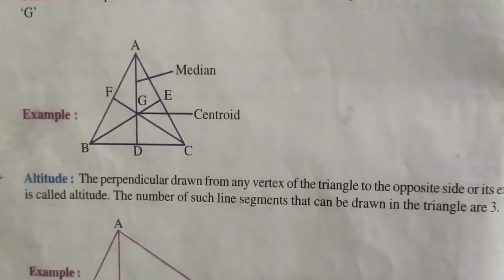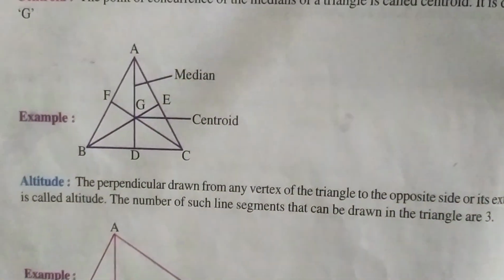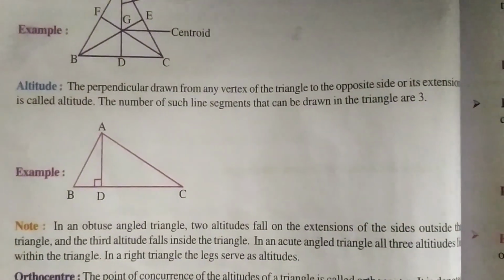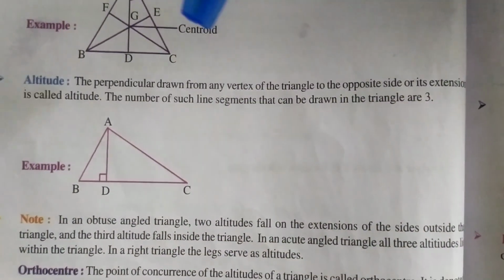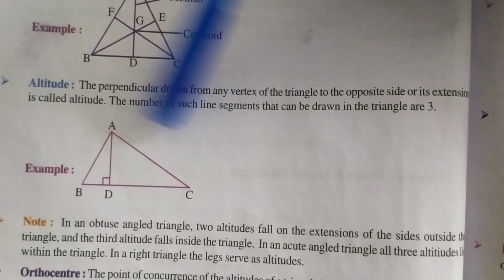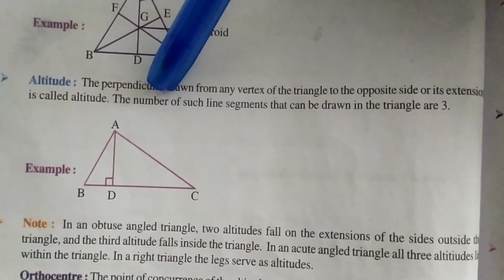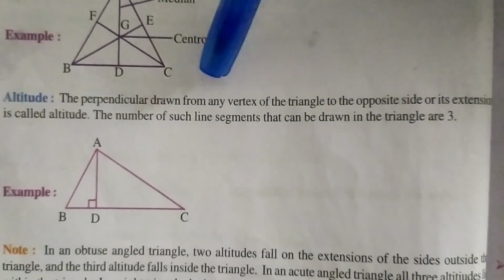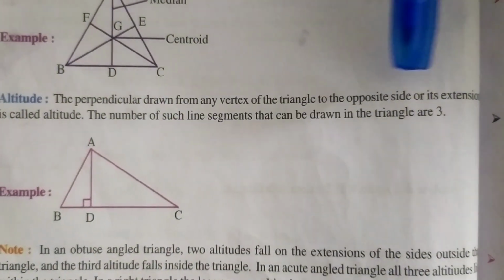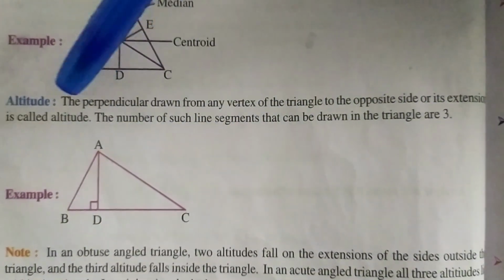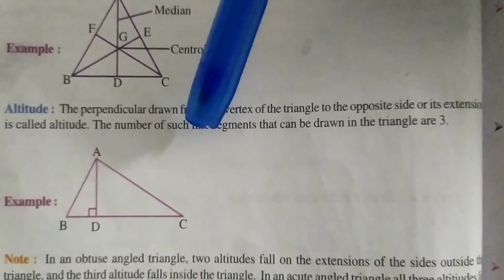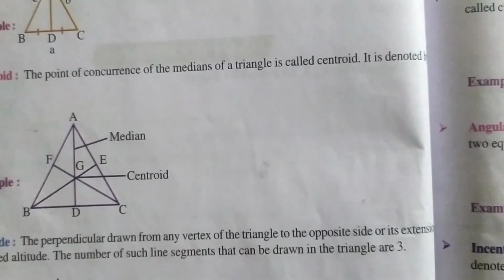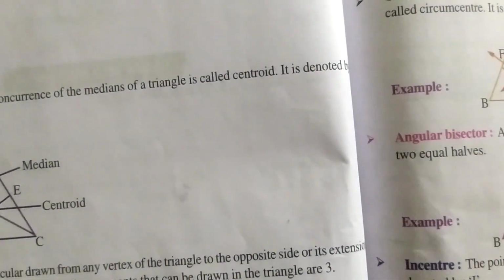Next we are going to see altitude. The perpendicular drawn from any vertex of the triangle to the opposite side or its extension is called an altitude. Altitude means we have to draw the perpendicular. Perpendicular means what? We have to draw the 90 degree angle. Understood? So we can draw 3 altitudes for a triangle.